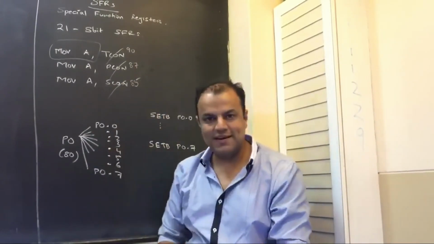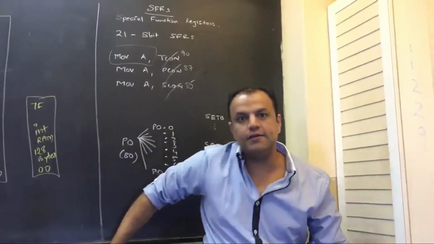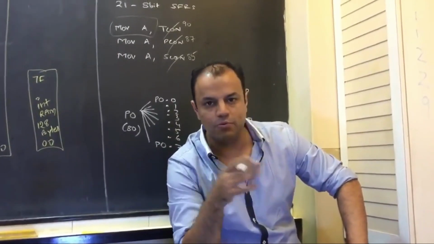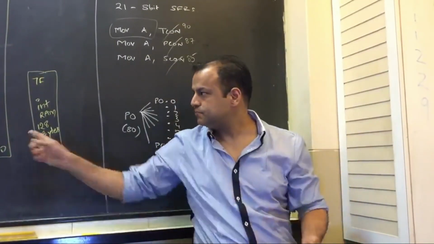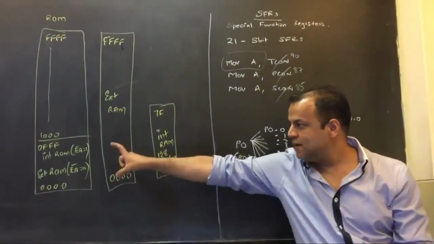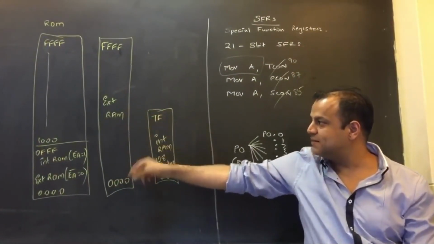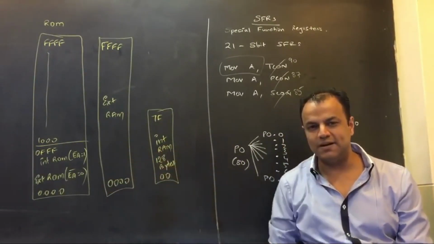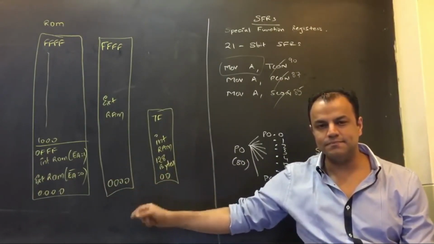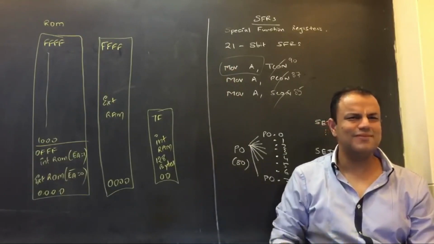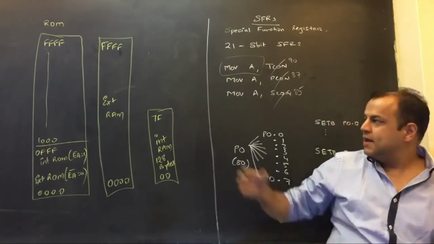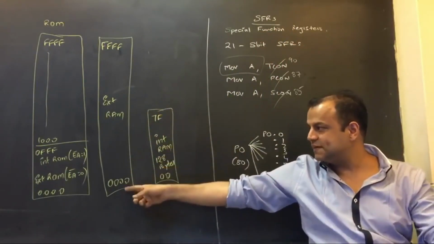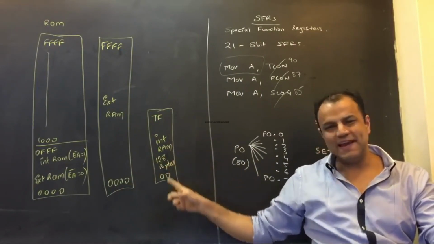When you give SFRs an address, that address cannot be just any address. It should not clash with other memories, because otherwise, to solve one problem, you are creating another problem. Look here. These are all memories of 8051: internal ROM, external RAM and internal RAM. ROMs use 16-bit address. External RAM uses 16-bit address. Internal RAM uses 8-bit address.